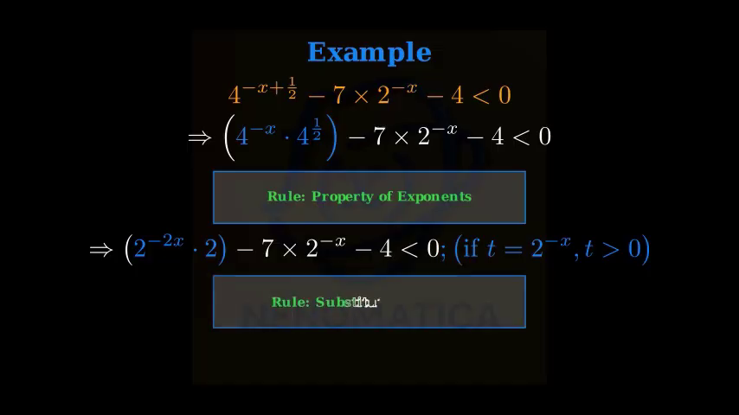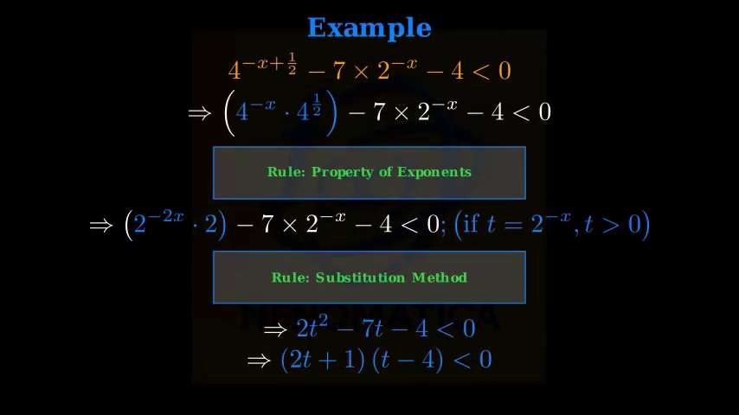To simplify this further, let's make a substitution. Let t equal 2 to the power negative x. Note that since t represents 2 to a power, t must be positive. So we're assuming t is greater than 0. After simplifying and substituting, we can rewrite our inequality as 2t squared minus 7t minus 4 is less than 0.